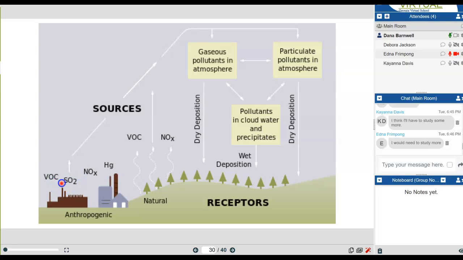I'm going to follow sulfur dioxide. It's being emitted into the atmosphere as a gaseous pollutant, as a primary pollutant. That primary pollutant can then react with water in the clouds, and it can precipitate out as wet deposition. But the sulfur dioxide can also just fall as a dry precipitate, as dry deposition. And so if you can imagine that you have rainwater that is typically acidic to begin with.